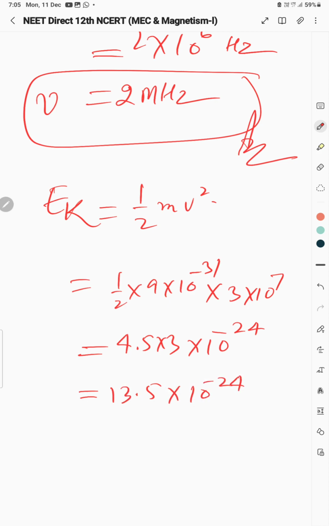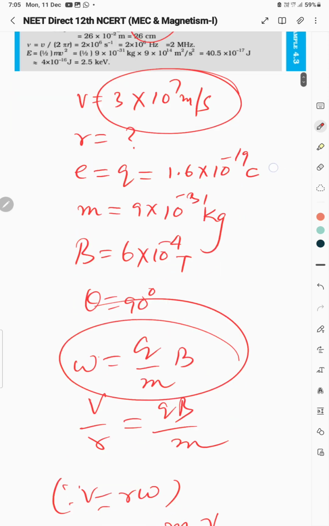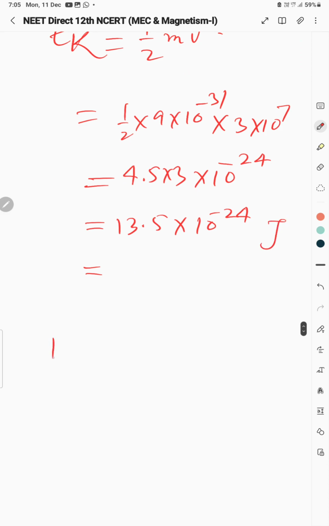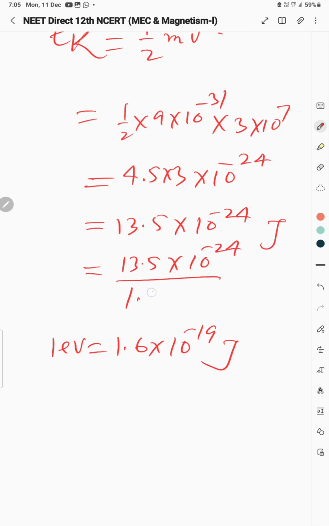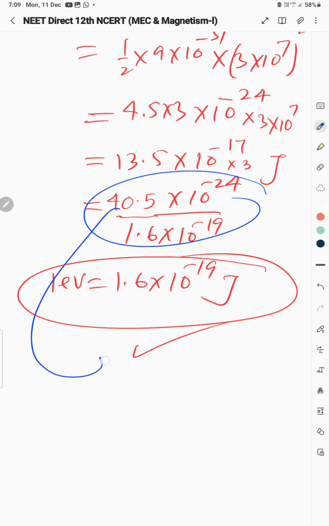ये आ रहा है. Now it has to be in electron volt, or rather kilo electron volt. So this much value that I got is in joules. Now we know 1 electron volt is 1.6 × 10^-19 joule. So joule को convert करना है now in electron volts. What do you do? You divide this value that I've just calculated by 1.6 × 10^-19 because of this expression, and see what you get now.